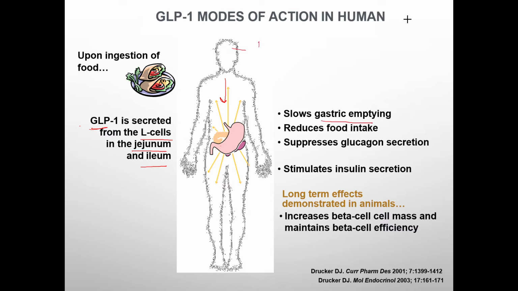Then it acts on the brain to reduce food intake. Similarly, it acts on the pancreas to stimulate insulin secretion and suppress glucagon secretion from the pancreas, and all these factors contribute to further lowering of the blood sugar. So as we take food, it goes into the gut and causes the release of GLP. Then GLP acts on various organ systems to reduce the blood sugar. Now these are the long-term effects demonstrated by GLP. GLP increases the beta cell mass and it also maintains beta cell efficiency.